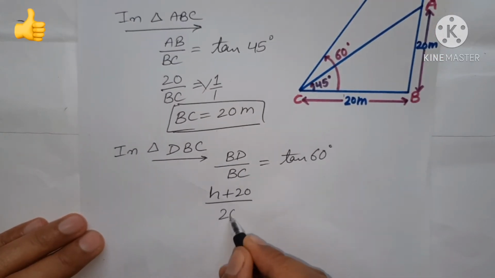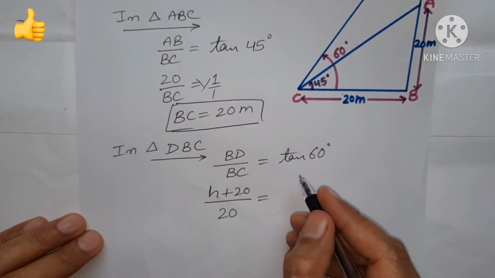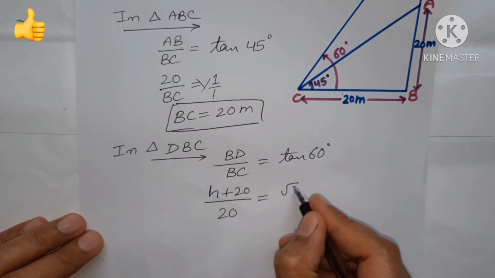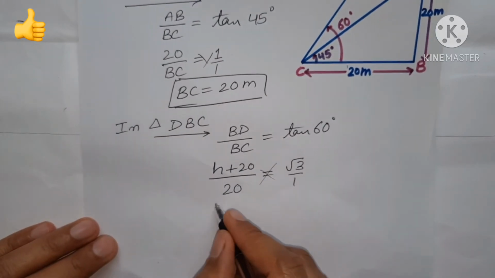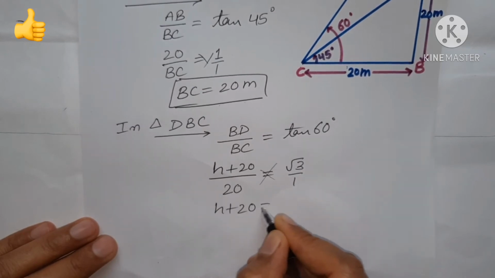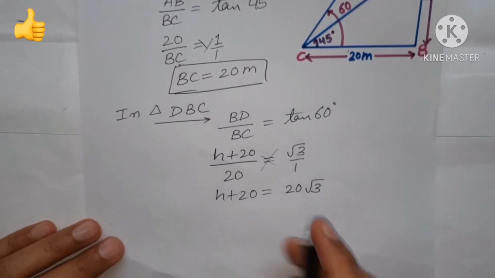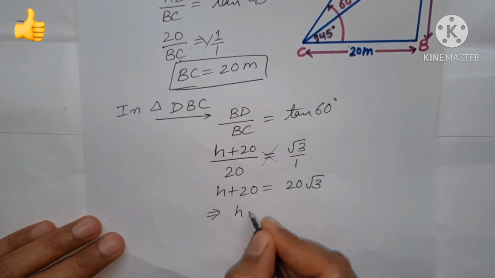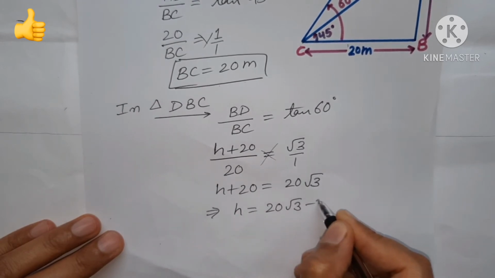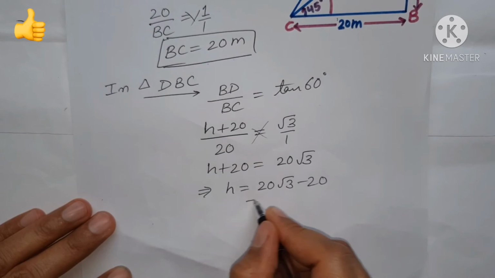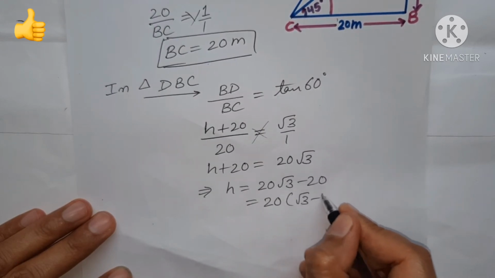So we can put the value of BC, 20, here, and tan 60 degree is root 3, or we can write root 3 upon 1, cross multiply. So it will be h plus 20 is equal to 20 root 3. We need to find out the value of h. So this 20 we will send to the right side. So 20 root 3 minus 20. So it will be 20 common, root 3 minus 1.